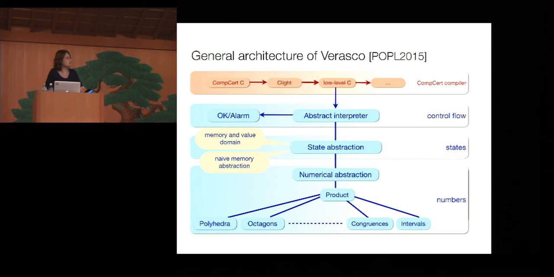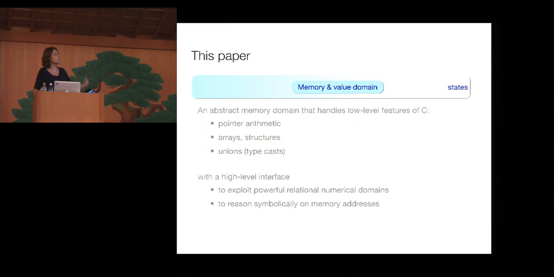In this paper, the memory abstraction is very naive. For instance, it doesn't finely track contents of array cells. It considers arrays as a single abstract cell. And so what we did in this paper is the following. We define a new memory abstract domain that is parameterized. This is why we call it an abstract memory functor.